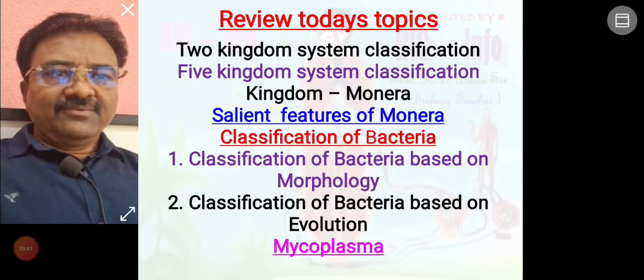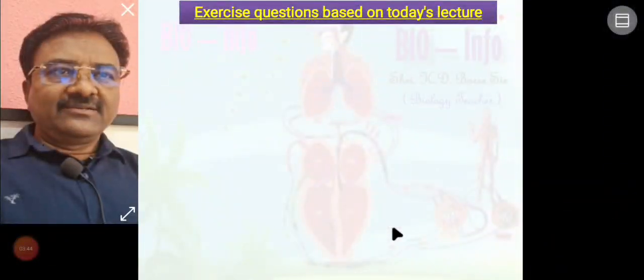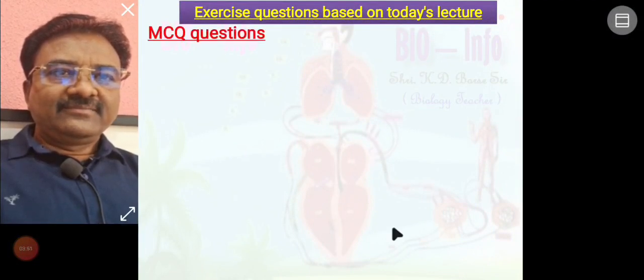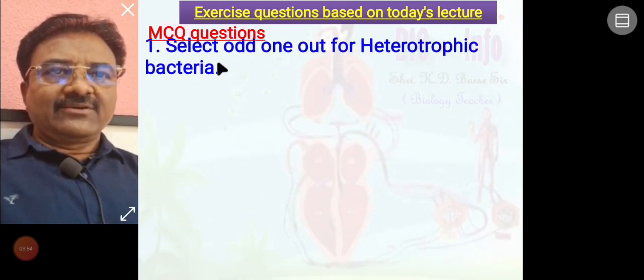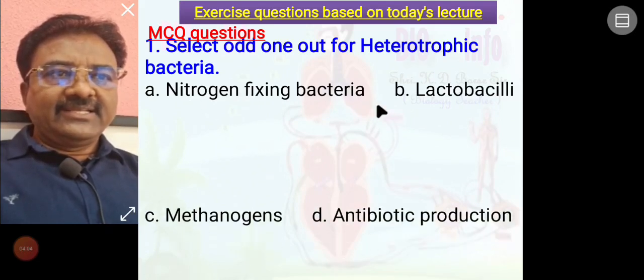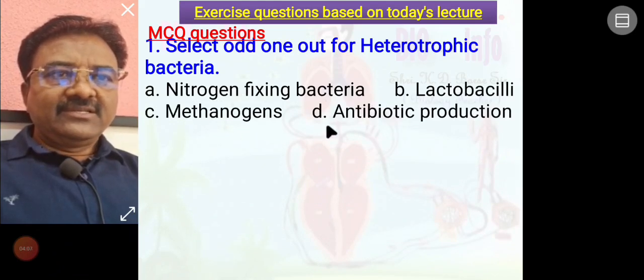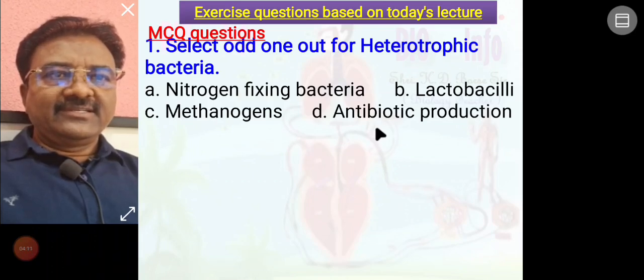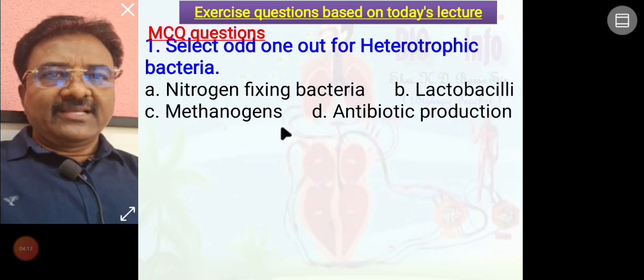Now on the basis of today's lecture, some exercise questions are noted here. MCQ question number 1. Select the odd one out for heterotrophic bacteria: nitrogen fixing bacteria, Lactobacilli, methanogens, antibiotic production. Yes, the correct answer is methanogens, meaning methane is a gas. So gas production takes place by a type of bacteria called methanogens, and this is the odd one.